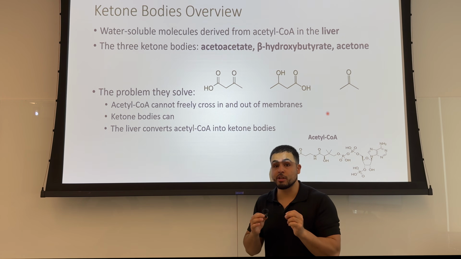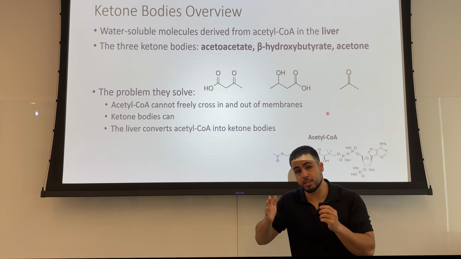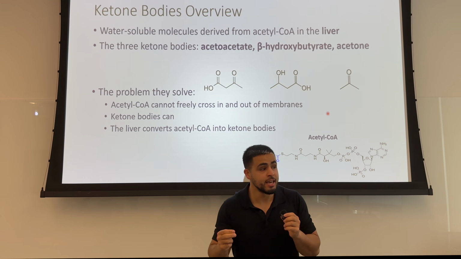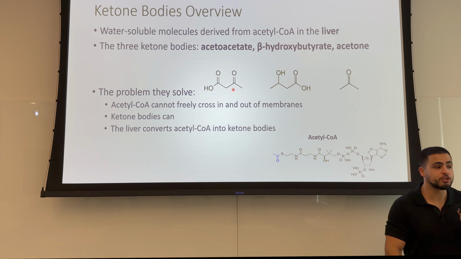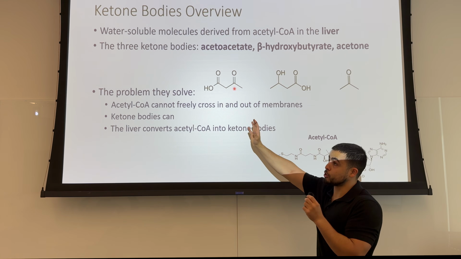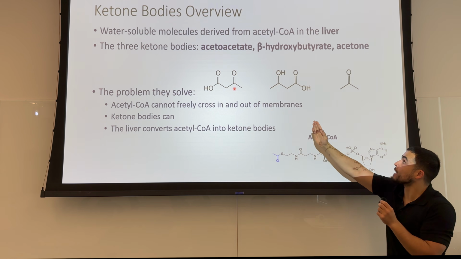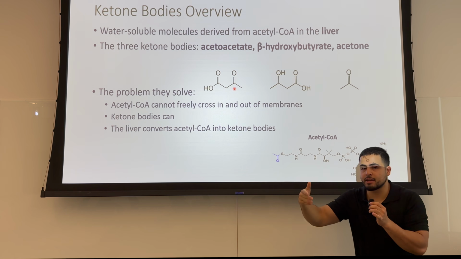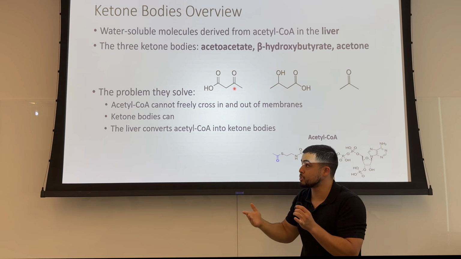So the body's found this solution where first you break the fatty acid into acetyl-CoA, and then the liver cells can convert acetyl-CoA, this large molecule over here, into smaller molecules known as ketone bodies. So we have acetoacetate, beta-hydroxybutyrate, and acetone. Notice that they're not necessarily all ketones. So like this one doesn't even contain a ketone, but that's just their name. Their name is ketone bodies.